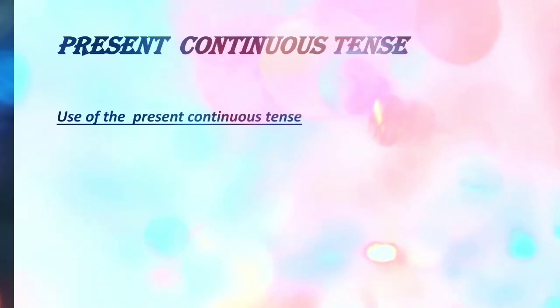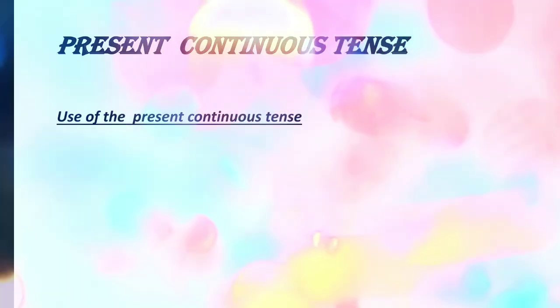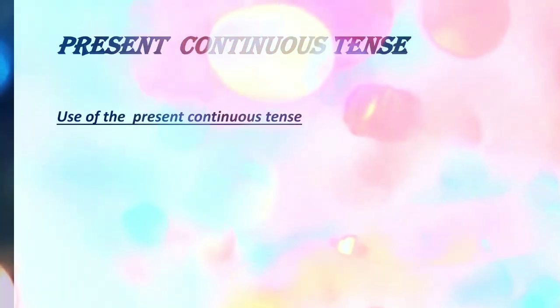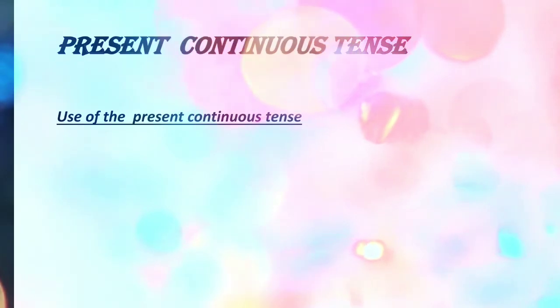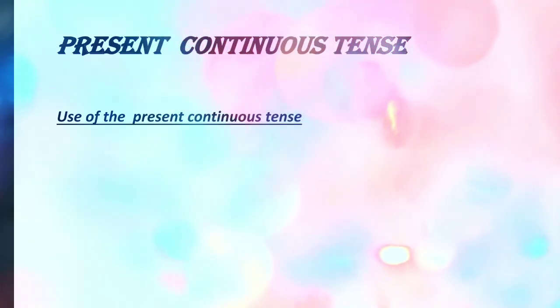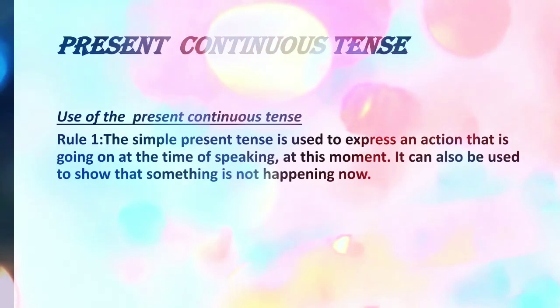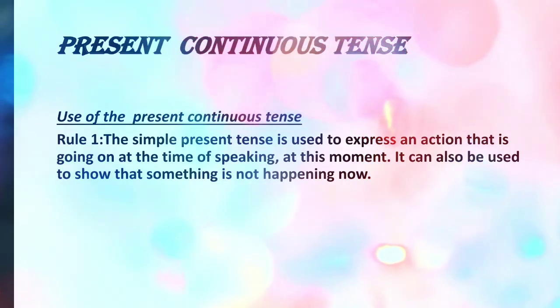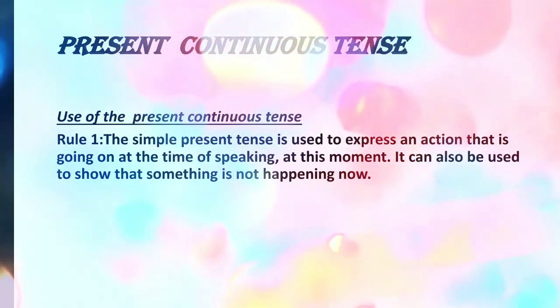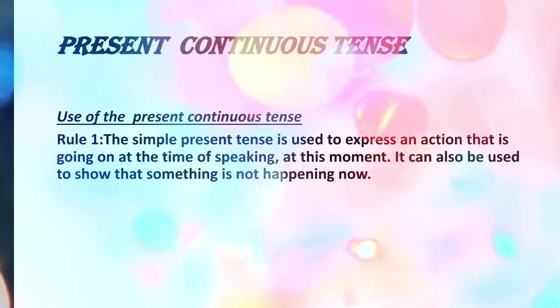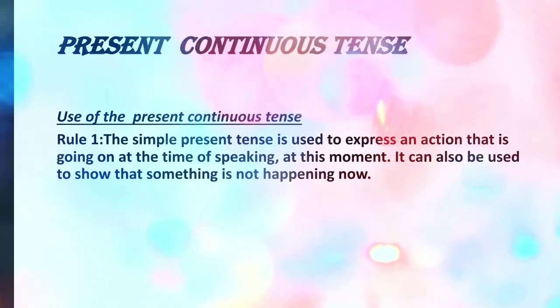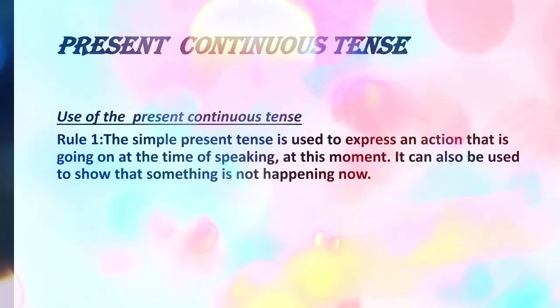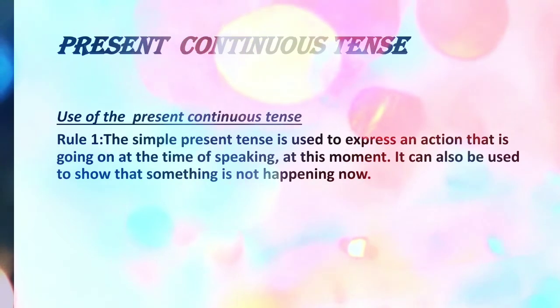Now the next part is function, or you can say the use of the present continuous tense. So where will we use this tense and what is the function of this tense? I will make it clear to you that the first function is when a task is going on at the time of speaking by the speaker, which means it is an incomplete task that is shown by this tense.